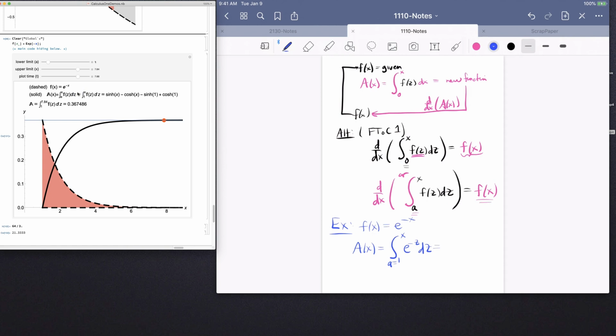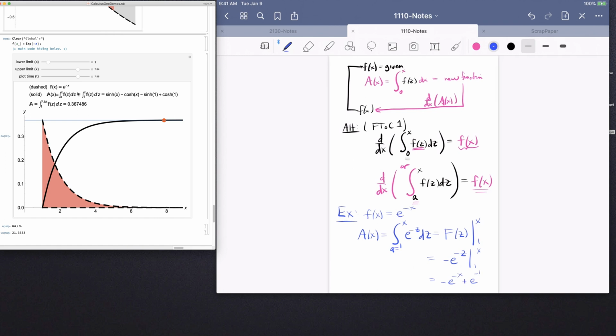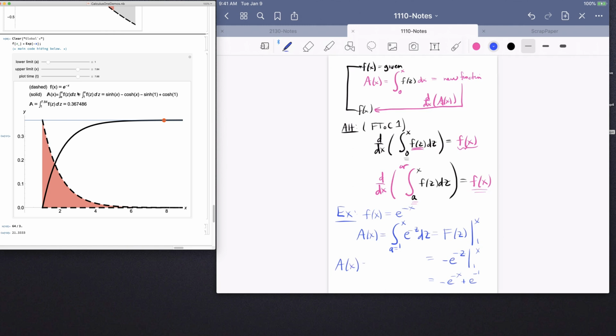Okay, so let's find this accumulation function. The antiderivative of the inside function, e to the negative z, and then we need to evaluate from 1 to x. So that would be negative e to the negative z, there's the antiderivative from 1 to x. Okay, and we'll get negative e to the negative x minus, minus a negative, which is a positive, e to the negative 1. So the accumulation function is equal to e to the negative 1 minus e to the negative x.